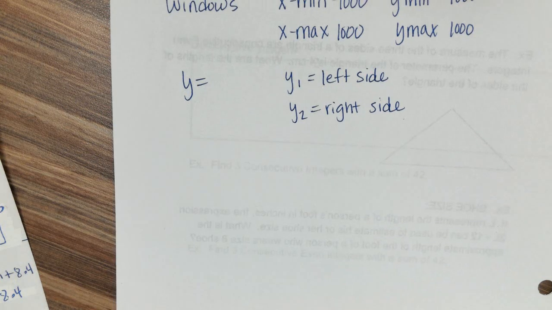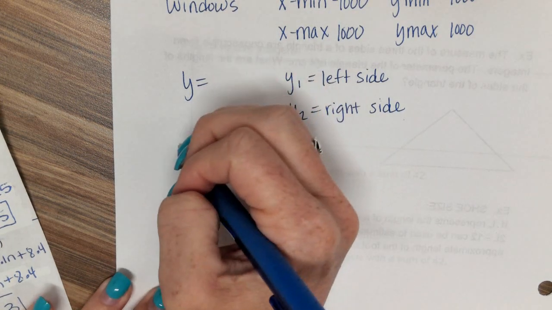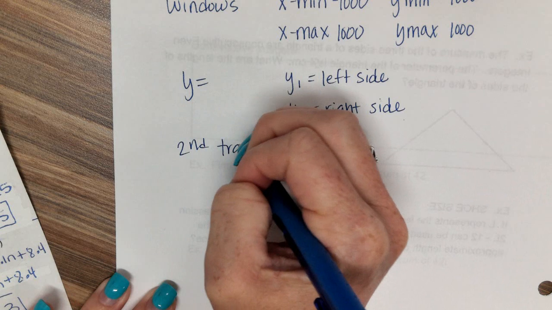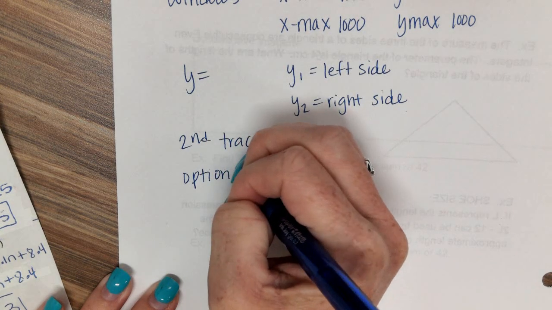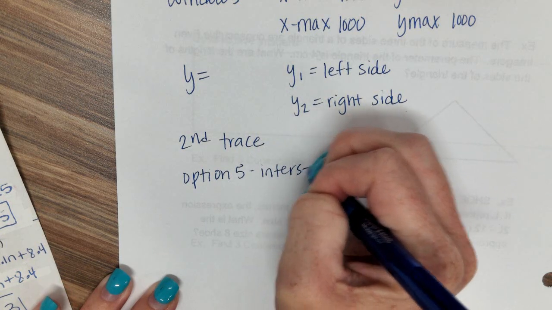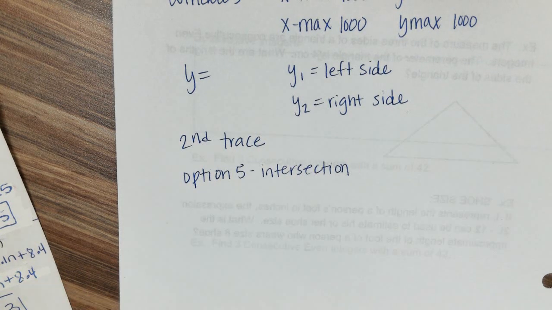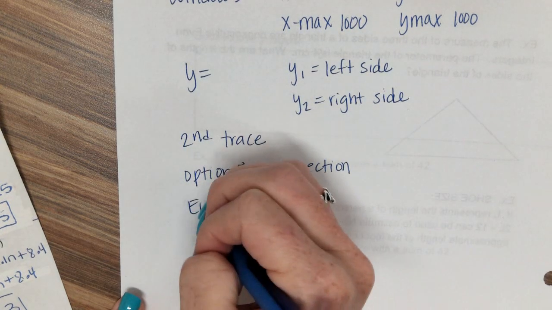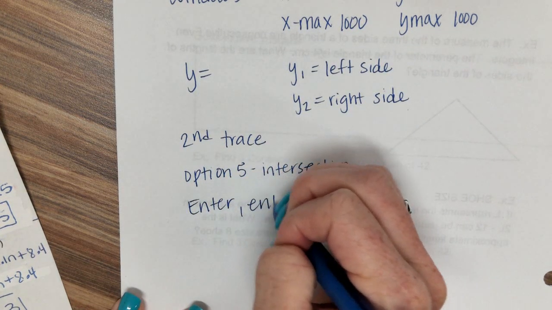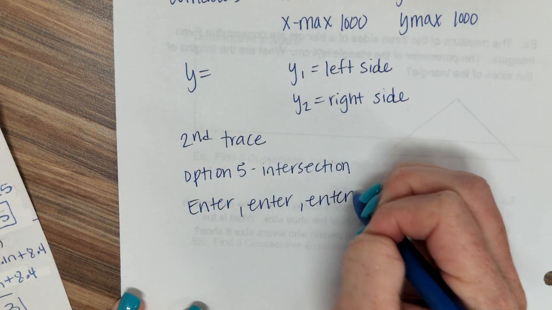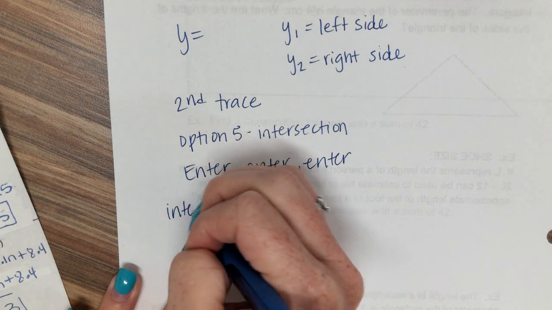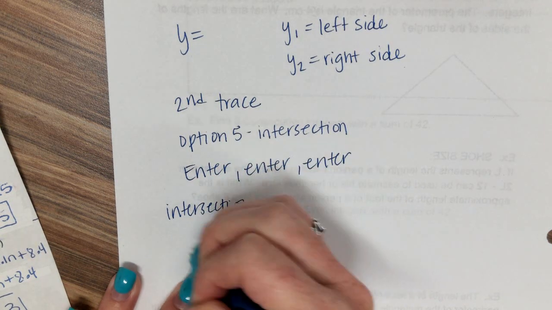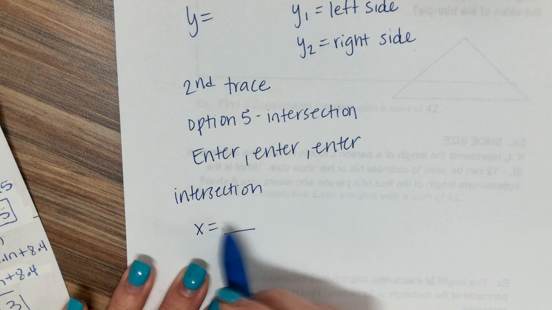Once you put those in, you're going to hit second, trace. You're going to choose option 5, which is intersection, because that's what we're looking for. Hey, where do these two lines meet? And then you're going to hit enter 3 times. Enter, enter, enter. And then when your answer is there, it will say intersection x equals, and then it'll give you your answer right there.